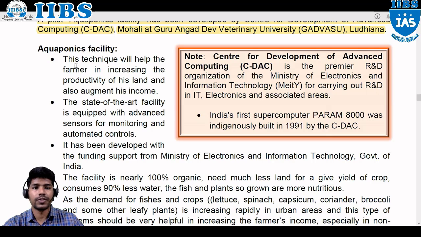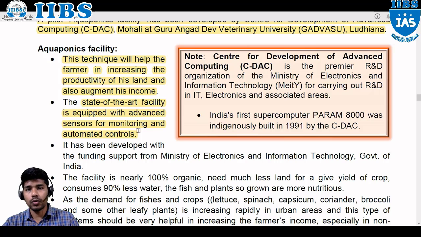So what is this aquaponic facility? This technique will help the farmer in increasing the productivity of the land and also augment income. If we adopt this facility, within less space we will get more yield. The state-of-the-art facility is equipped with advanced sensors for monitoring and automated controls. Because we will not be using any soil, but the liquid and the minerals essential for the plants to grow, they have to be associated with sensors. Whenever the water level is reducing, water has to be filled. Whenever the minerals are reduced, minerals have to be added.